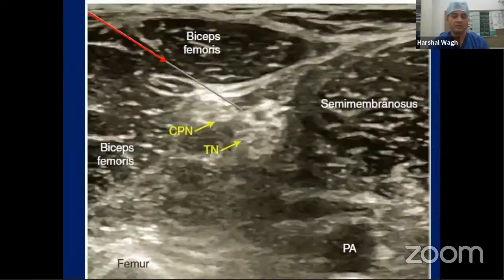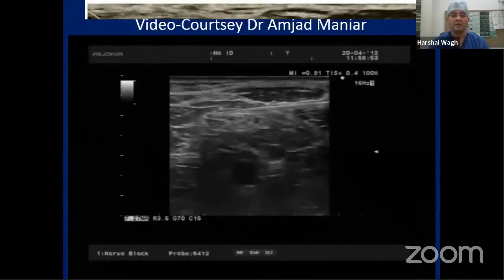Again, the injection point, I think at this point of time, we agree that it's just at the level of the bifurcation when the nerve is enclosed within one single sheath, but at the same time, you are able to identify the common peroneal and the tibial nerve separately. And I'll come to that later.